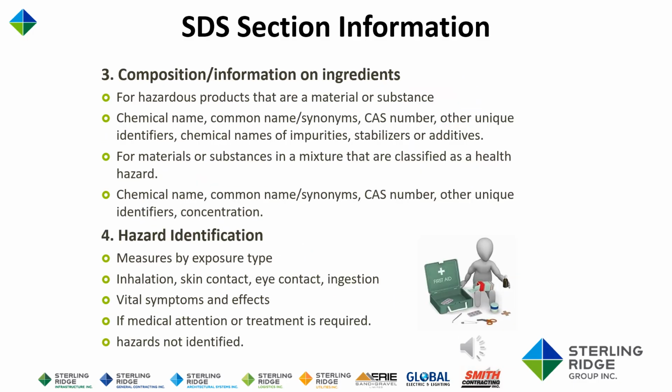3. Composition/information on ingredients. For hazardous products that are a material or substance: chemical name, common name/synonyms, CAS number, other unique identifiers, chemical names of impurities, stabilizers, or additives. For materials or substances in a mixture that are classified as a health hazard: chemical name, common name/synonyms, CAS number, other unique identifiers, concentration.